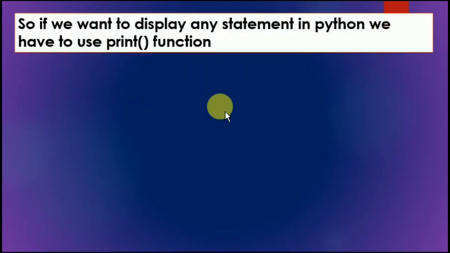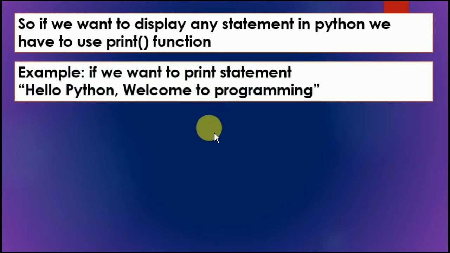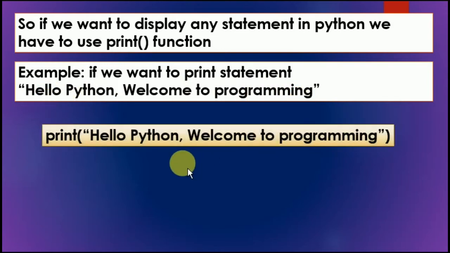I'm taking one more example to display a statement using the print function, and this time I want to display "Hello Python, welcome to programming". So this is the statement that I want to display. Same method: put the statement in double quotes or single quotes, and when you execute that line, it will display "Hello Python, welcome to programming". Practically, we will understand the concept of print.